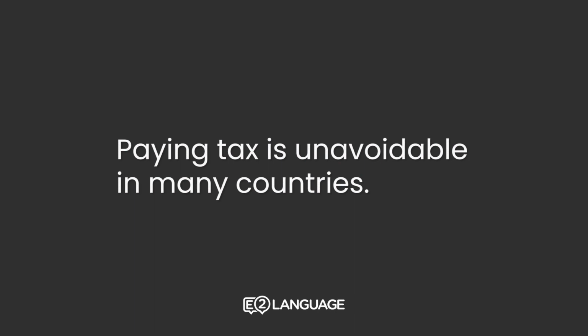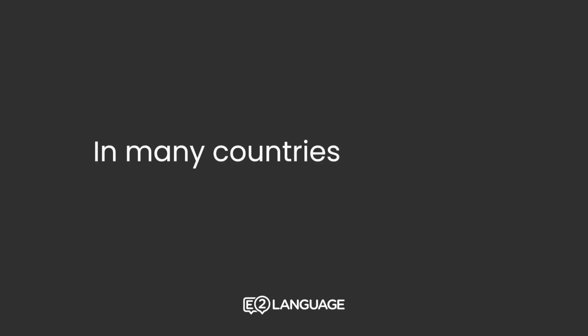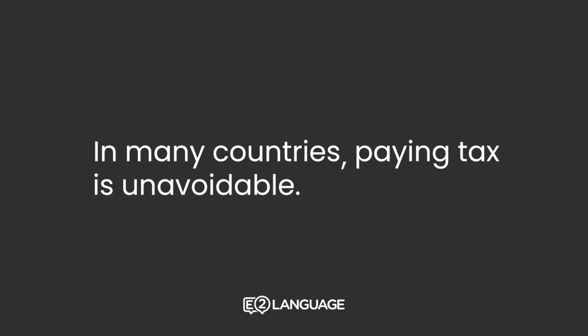So let's look at that simple sentence we wrote before. Paying tax is unavoidable in many countries. See the prepositional phrase in many countries? They always start with a preposition. Let's pick it up and move it to the start of the sentence and pop a little comma after it. In many countries, paying tax is unavoidable. Voila! So we've started a sentence with a prepositional phrase. Pretty neat, hey? And that ing word is still playing the role of the subject or the topic of the sentence.